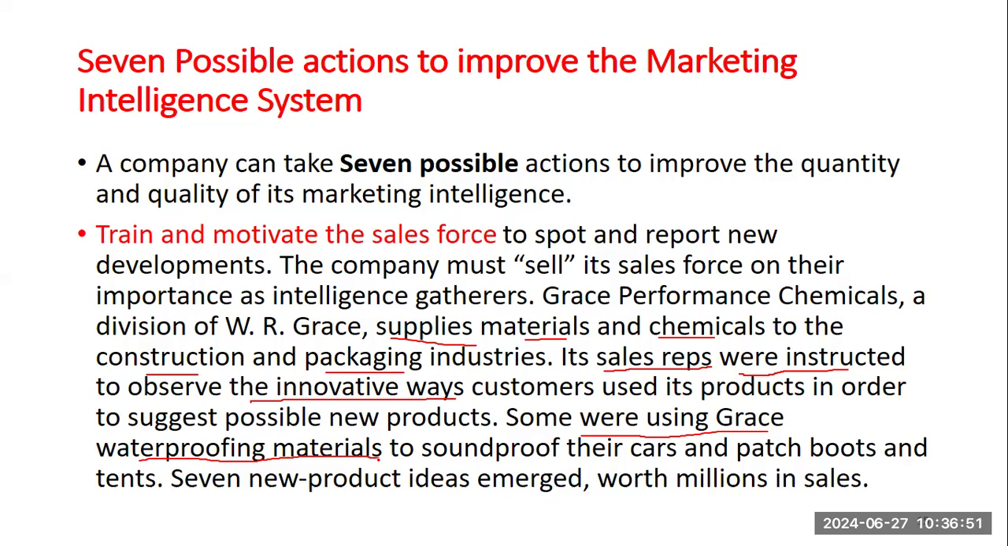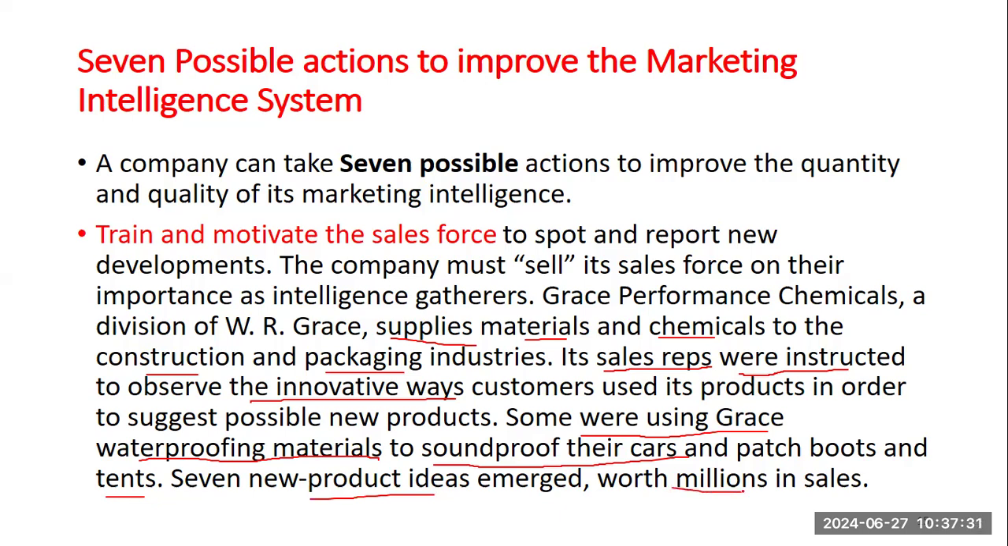Now you can understand how to prevent water leakage. That means waterproofing materials. Then they use those materials to soundproof their cars. Originally, they introduced it for the industry to prevent water leakage, but now some customers are using it to prevent sound leakage. So that means soundproofing their cars, and patching boots and tents. They are using that material. So several new product ideas emerged, both mainly and in sales.